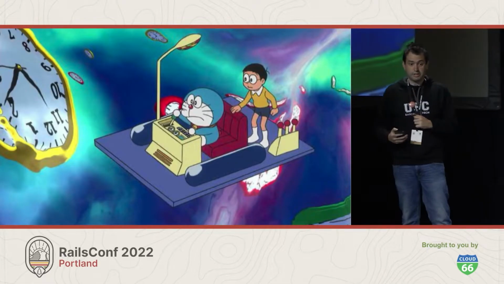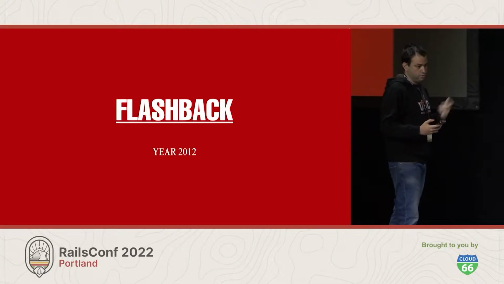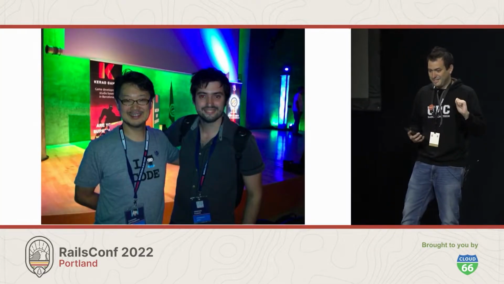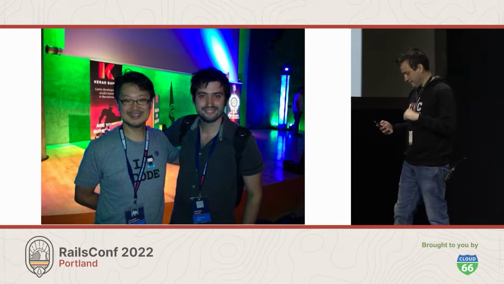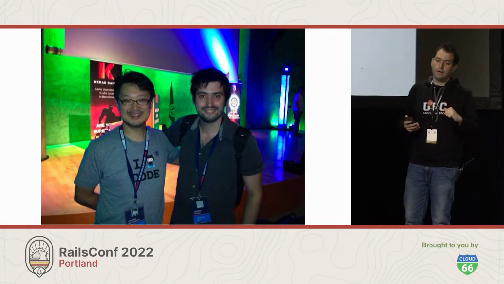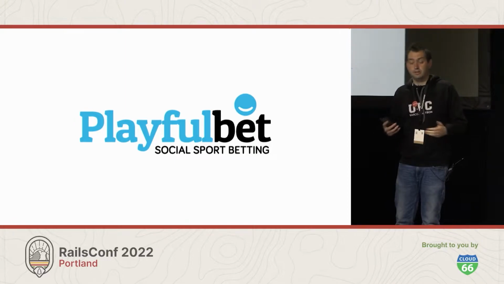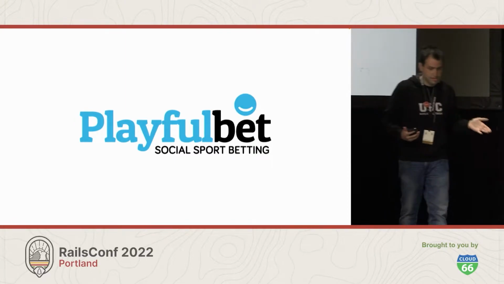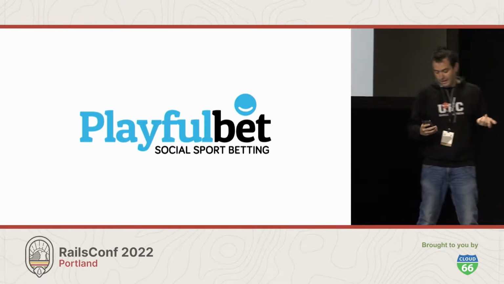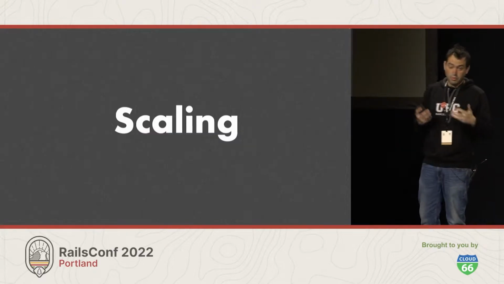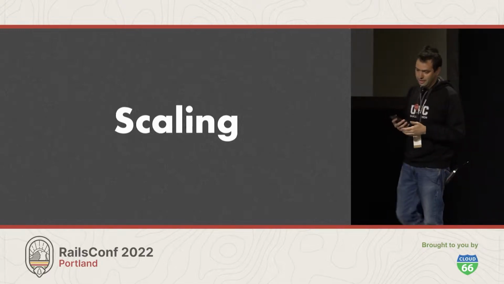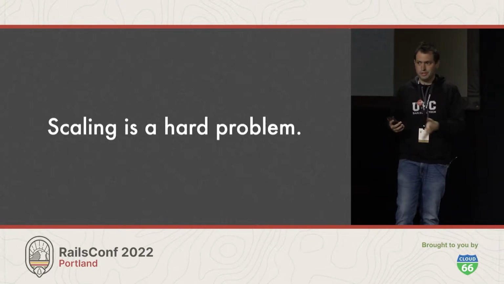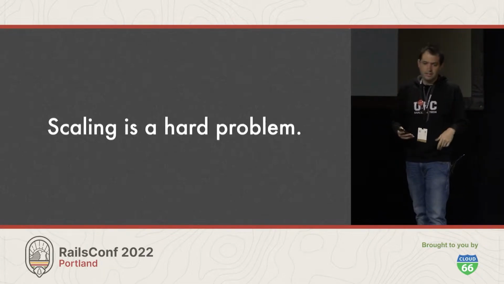For the second part, you need to time travel again with me and go 2 years into the future, to 2012. I'm really proud of this picture. I wanted to show it. So I created a startup where I became the CTO, also known as the only engineer in the team. And we had to scale. We were successful, and we had to scale. And scaling is a hard problem. I think that's why you are here.